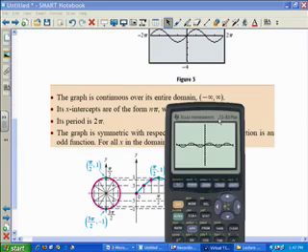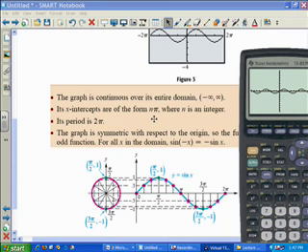X-intercepts will happen at any multiple of pi. So at 1 pi, we're back at 0, right? 2 pi, we're back at 0. 3 pi, we're back at 0. 4 pi, we're back at 0. So every multiple of pi, that's where the graph is going to cross the x-axis, so that means we have x-intercepts there.